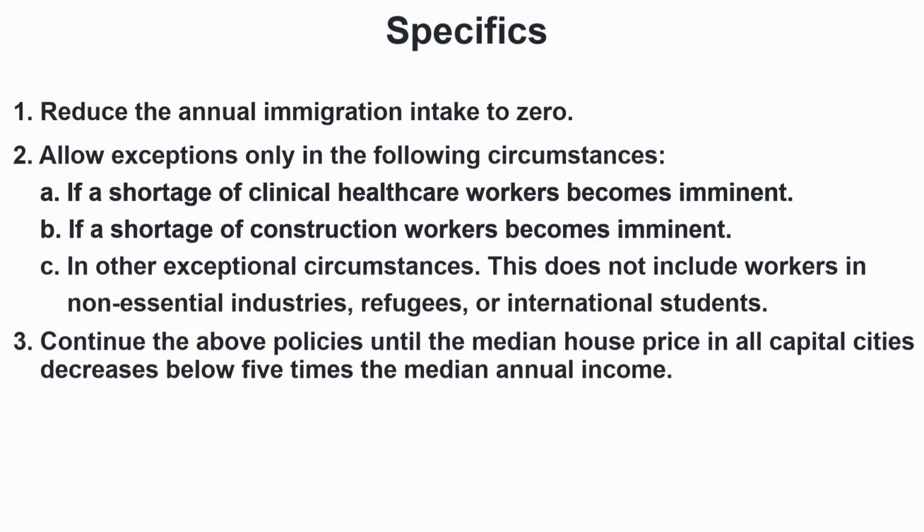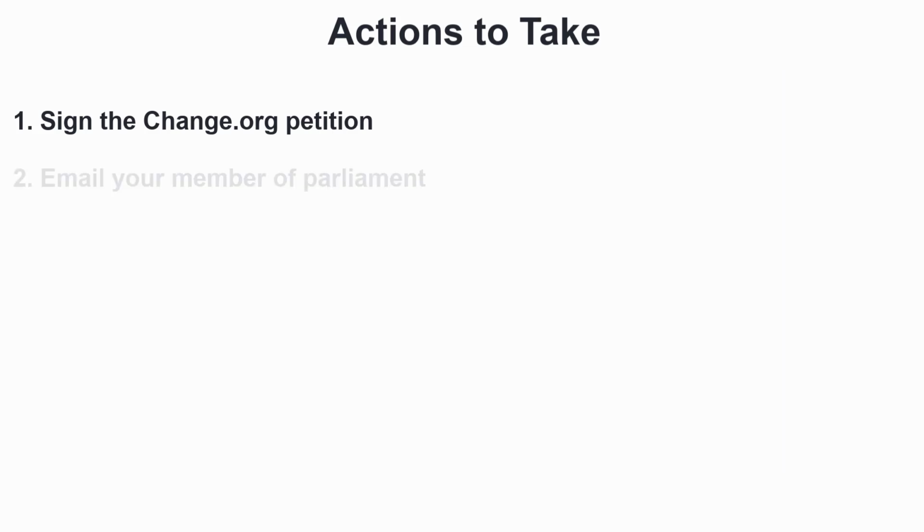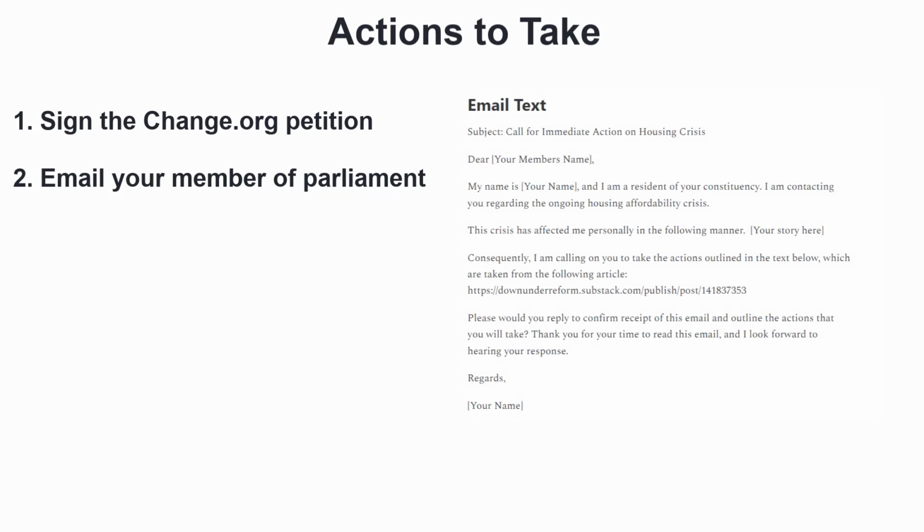So, if you agree with these policies, there are several easy actions that all viewers can take to pressure the government into enacting them. For all of these, links in the description are provided. First, please sign the change.org petition that I have created. This may seem like a small gesture, but there are numerous examples of the government taking action in response to such petitions. Second, please email your Member of Parliament. To make this as easy as possible, I have prepared a strongly worded email, and I anticipate it would take 2 minutes to send this to your MP.